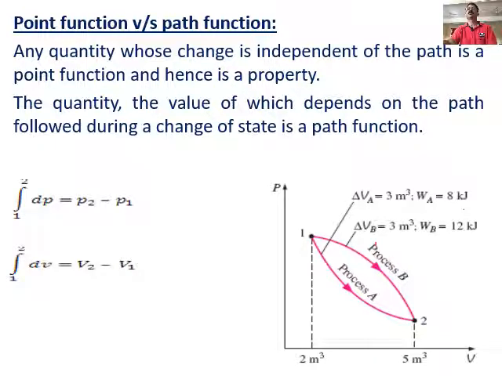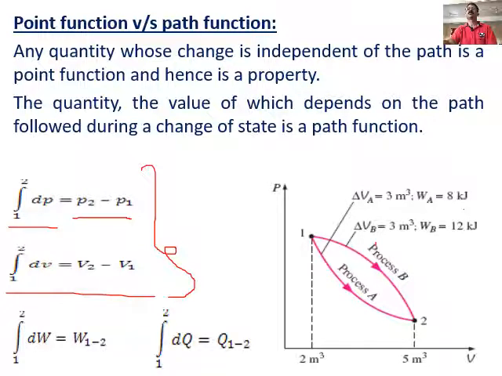So pressure is a point function. If you want to find the pressure change during the process 1 to 2, the integral from 1 to 2 of dP can always be written as P2 minus P1, because it is a point function, it's a property. Similarly for volume, for any point function you can write the change in property as the integral between those two state points, that is the integral from 1 to 2 of dV is equal to V2 minus V1.